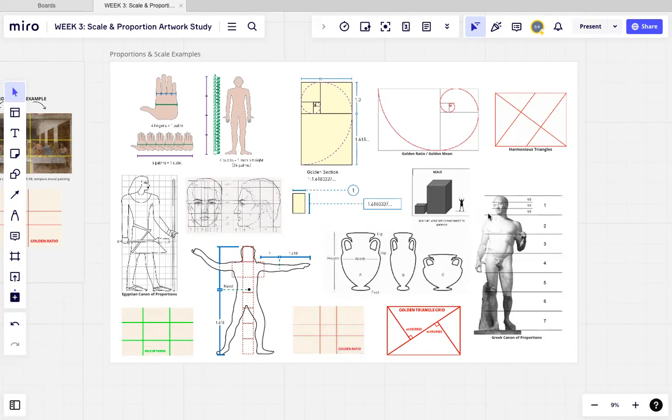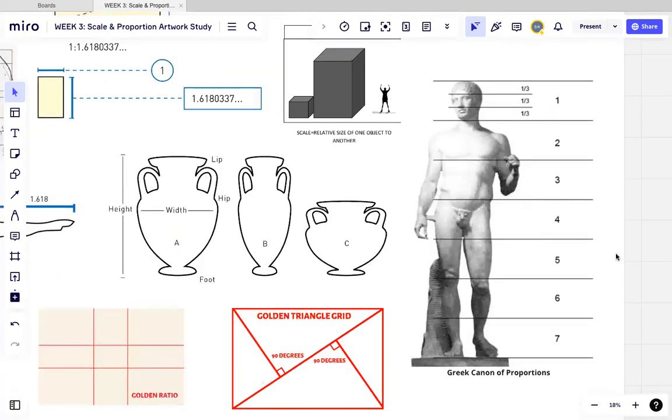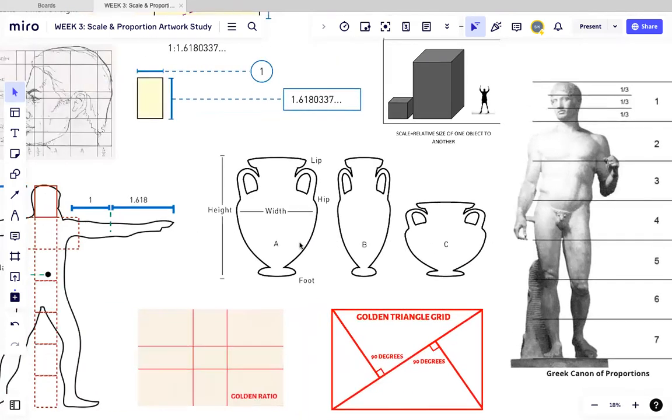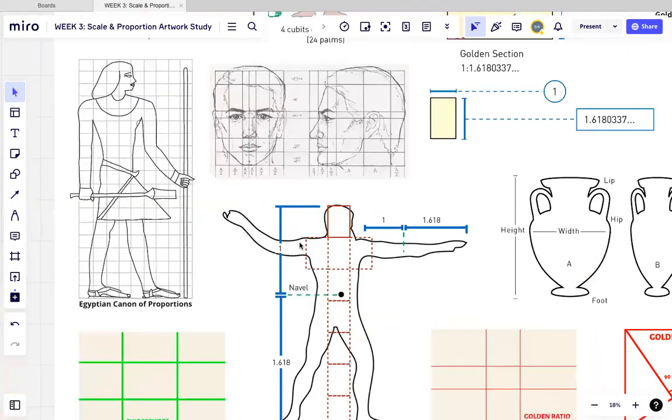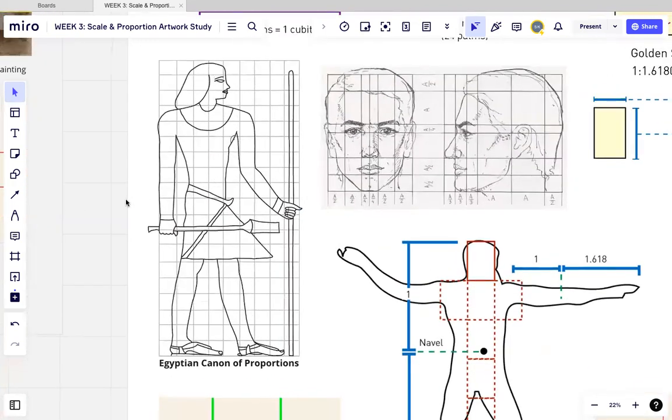So, for example, we have our Greek canon of proportions. And in ancient Greece, it was all about trying to find the ideal form, right? How do you perfect the human body to represent the Greek gods and goddesses? And there's also just this interest in human anatomy as well. Now, when you compare that to another canon of proportion, like the Egyptian canon of proportion, you can see how this is radically different. So they have a lot of the same themes, right?